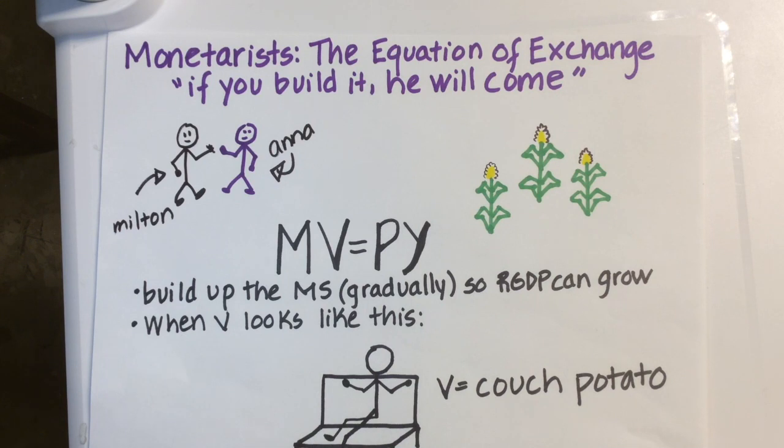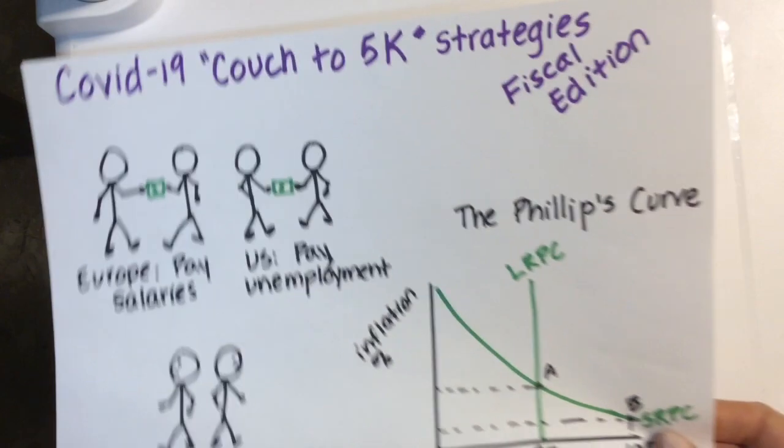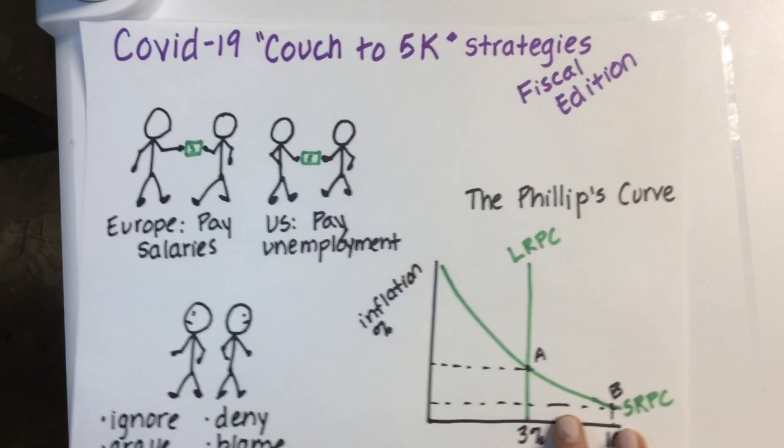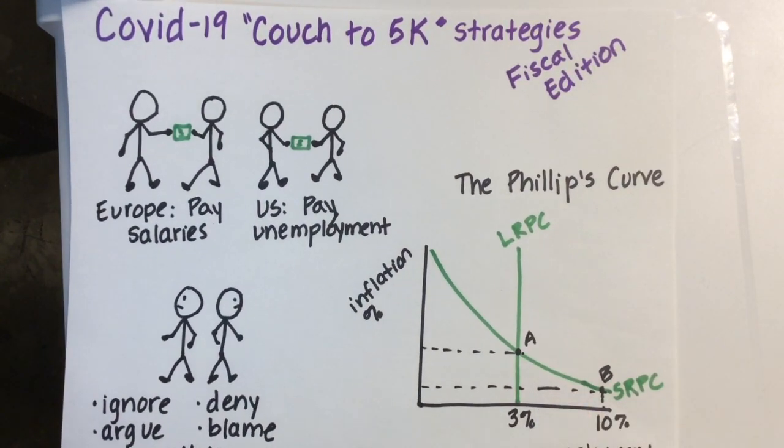So the monetarists assumed that the velocity of money basically stayed the same. So V was in couch potato mode, where it just sat still and nothing happened to it. We found out over time, though, that this isn't the case. The velocity of money changes according to what's going on in the economy. Okay, so how do we get the velocity of money back up and running?